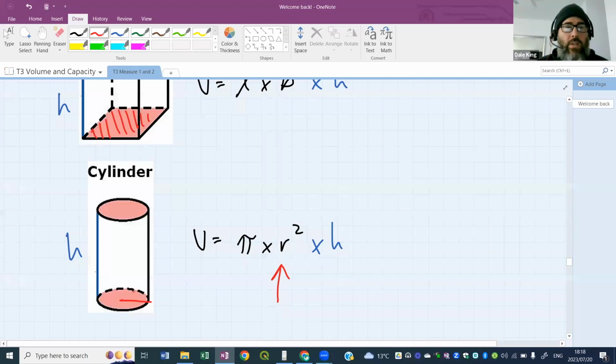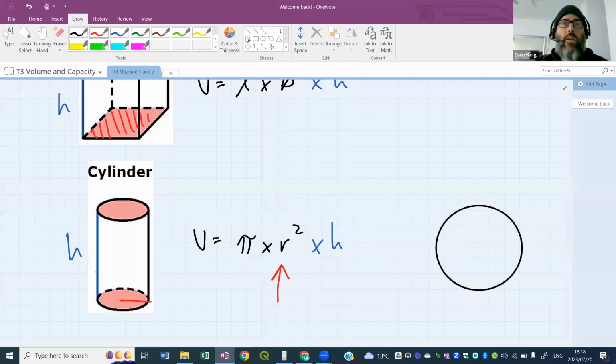All right. So the radius, let's draw a little circle here on the side. The base of this shape here is a circle and it has a radius from the center to the edge of the circle, which we call R. Well done, Kagiso. Very good.